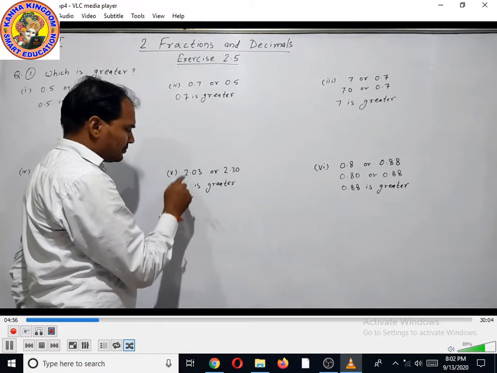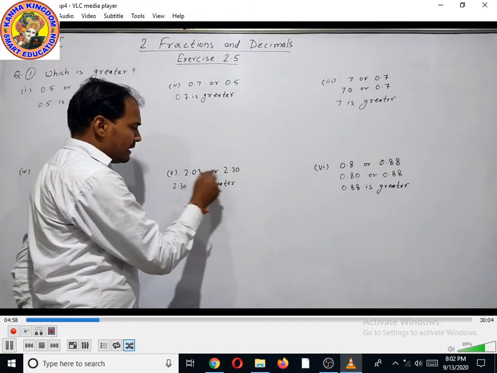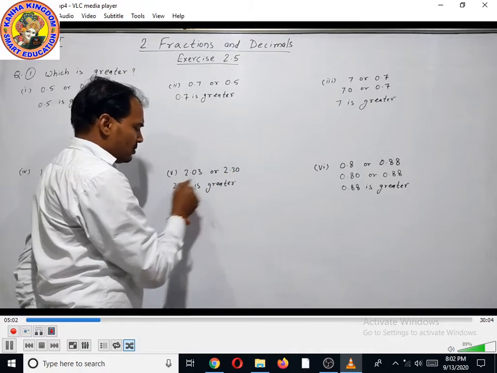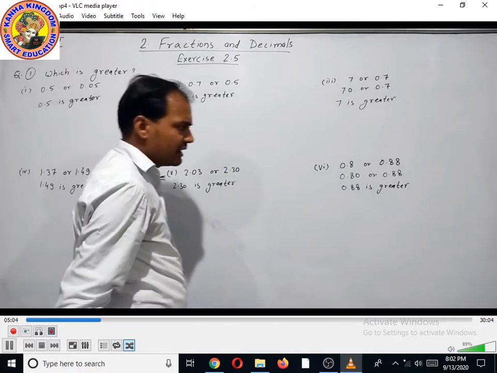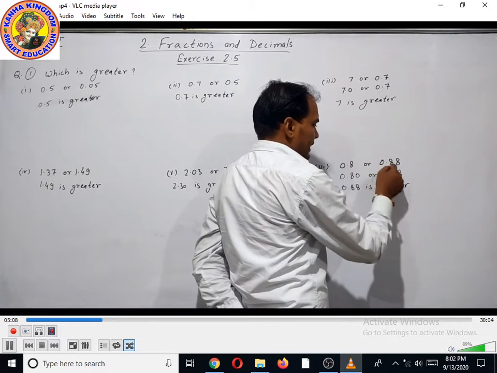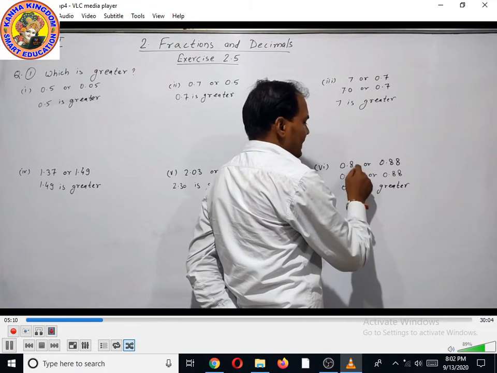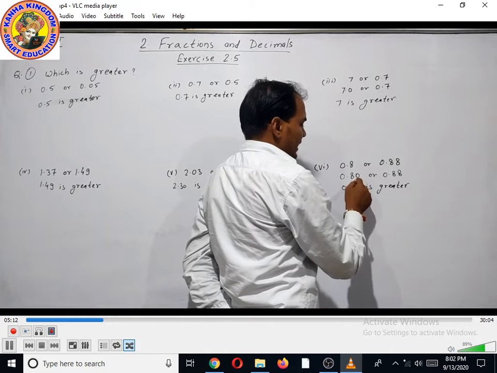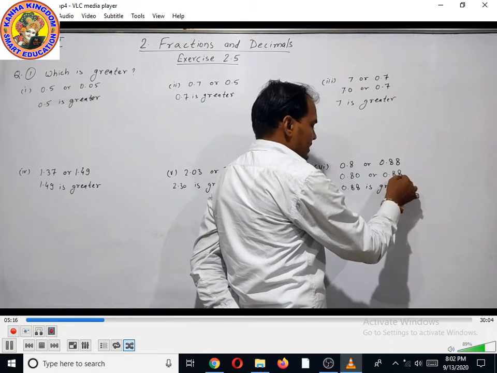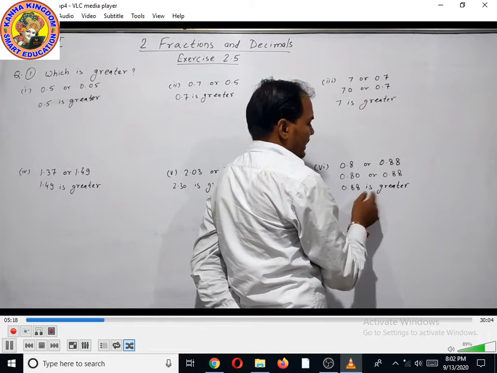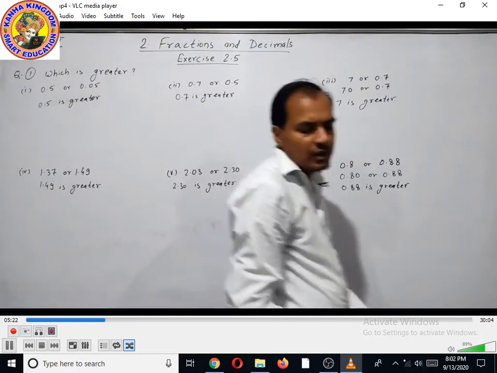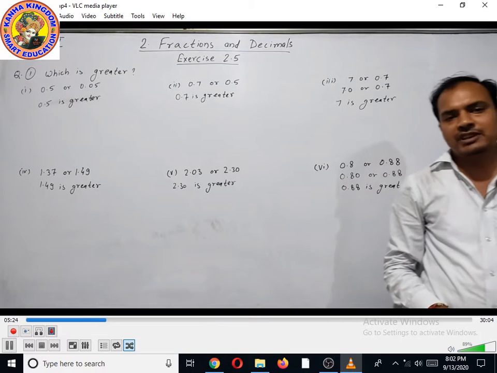In this question, the integer parts 2 and 2 are equal. Now 0 and 3, 3 is greater, so 2.30 is greater. In this question, 0 and 0 are equal, 8 and 8 are equal, and one digit is absent, so we can add 0. Now 0 and 8, 8 is greater, so 0.88 is greater. You can take a screenshot of this. We will move to our next question.